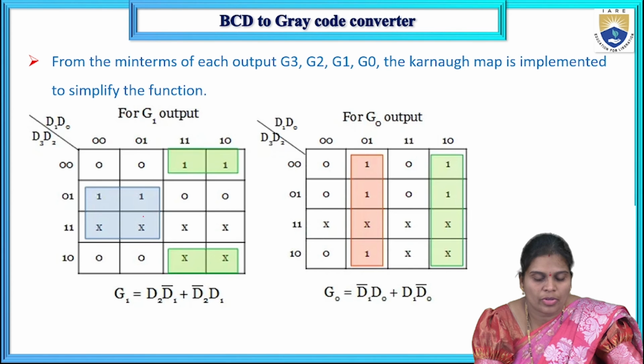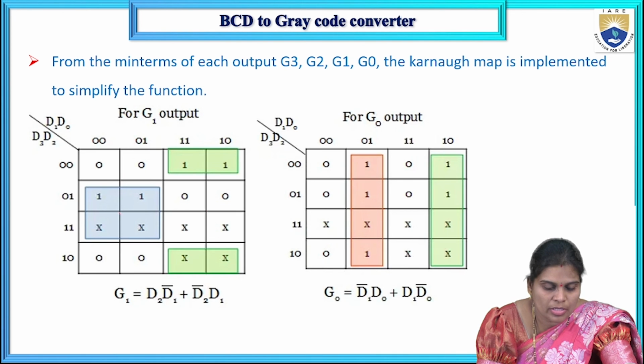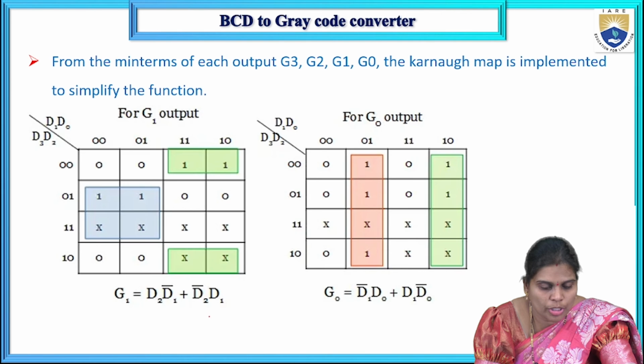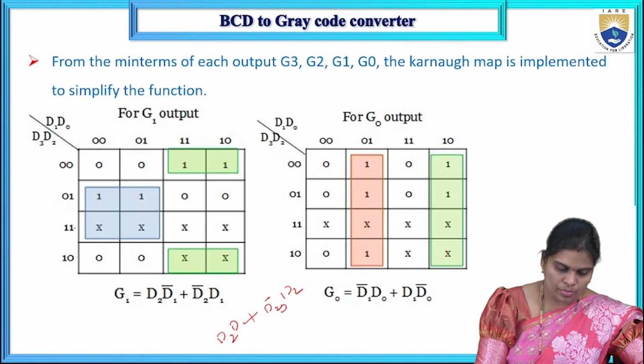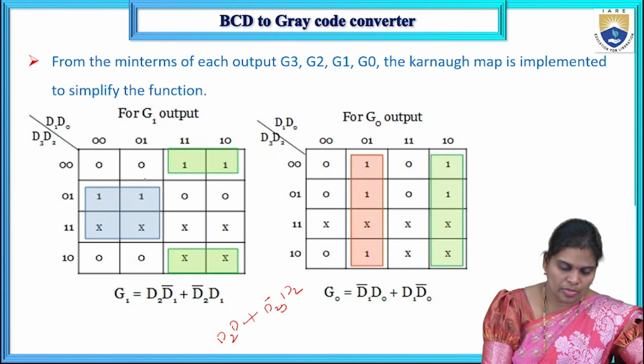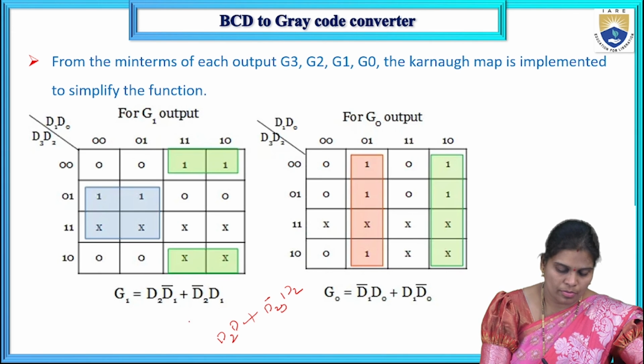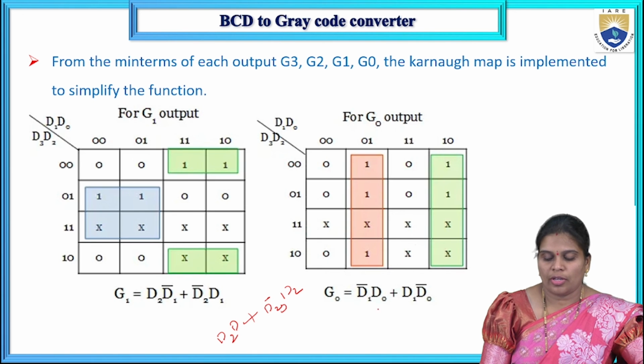Next one for this is G1, so these 4 ones are forming the one group, this 2 and this 2 form the one group. This 2 and this 2 is the group for this D2 bar and D1, D2 bar and the D1. Next one, these 4 ones is the D2, this 4 ones is the D2. This 4, D2 and the D1 bar. Next for these 2 ones, D3 bar D2, G2 bar, D2 bar D1, D2 bar D1, these 4 ones, D2, D1 bar. Next one G0, for this G0, D1 bar D0 plus D1 D0 bar.